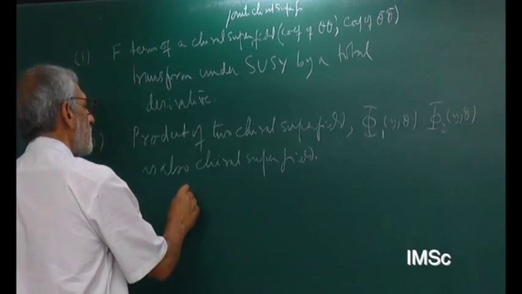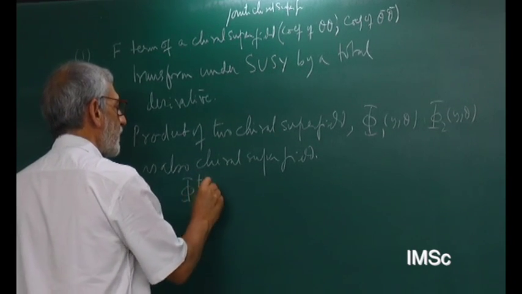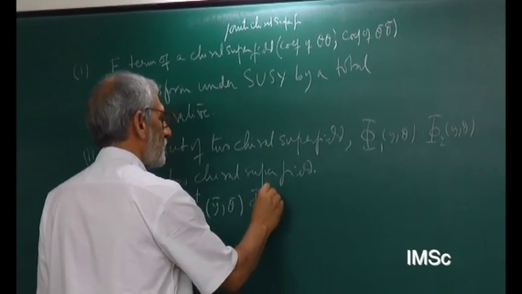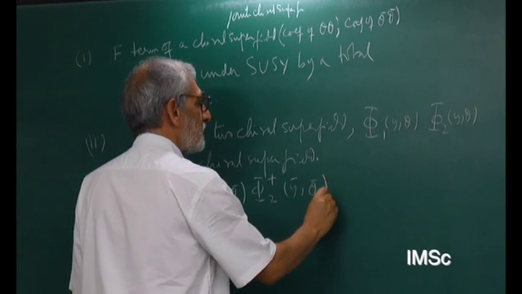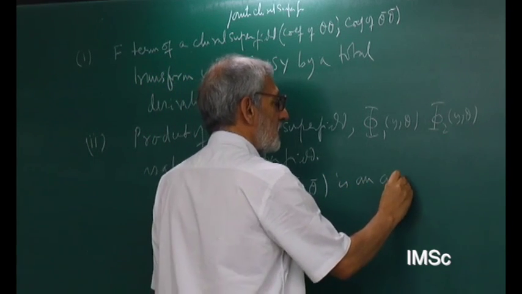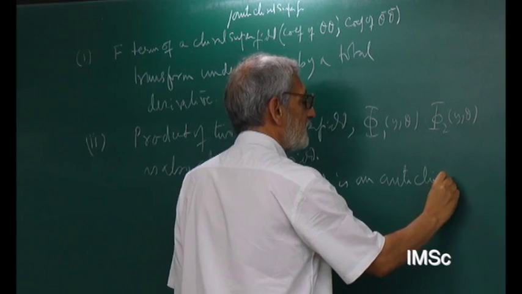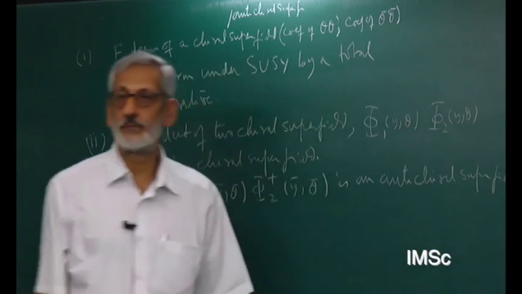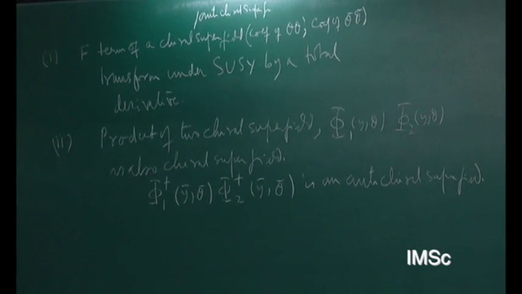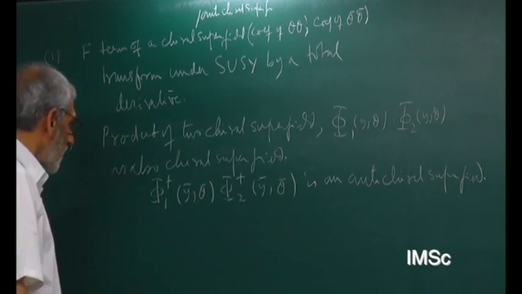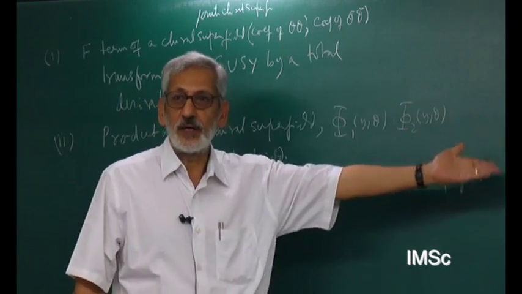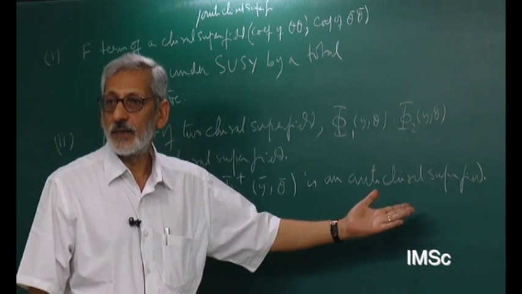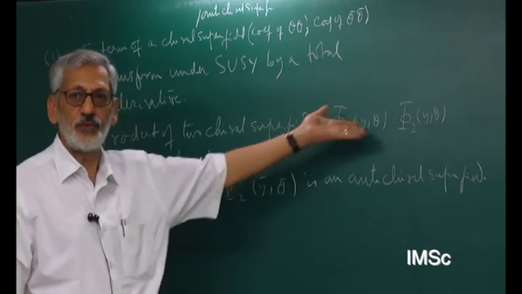And the product of two anti-chiral superfields is an anti-chiral superfield. In fact, the product of any number of chiral superfields is a chiral superfield. The product of any number of anti-chiral superfields is an anti-chiral superfield. Two, three, four, five, whatever you want.